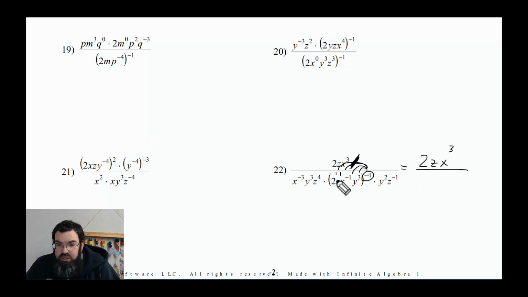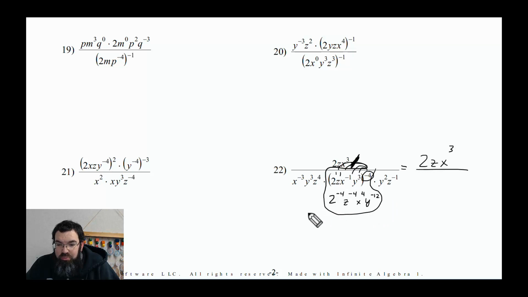Let's continue. When I do this piece, I'm going to get 2 to the negative 4. I'm going to get z to the negative 4. I'm going to get x to the positive 4. And I'm going to get y to the negative 12. So all of this here is kind of condensed into that.